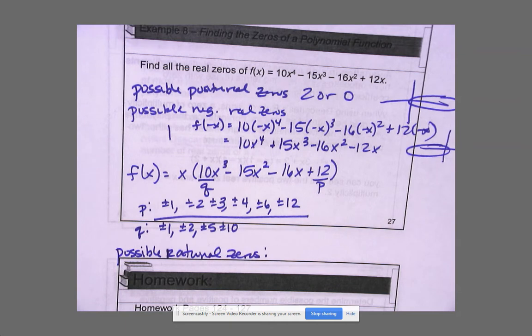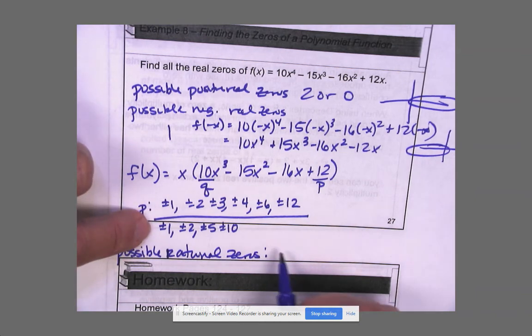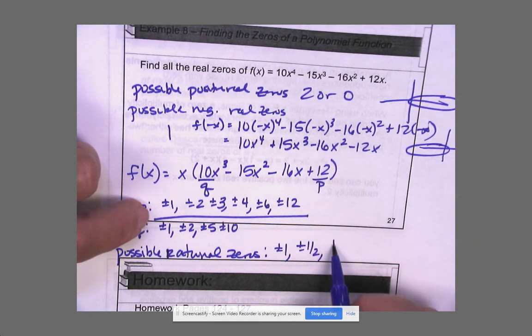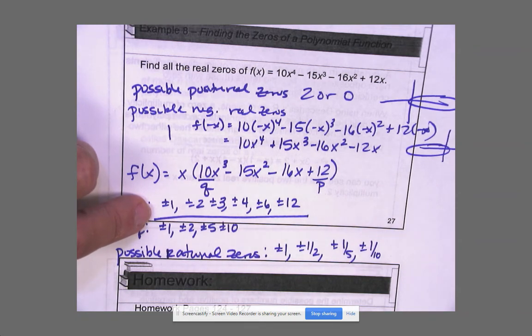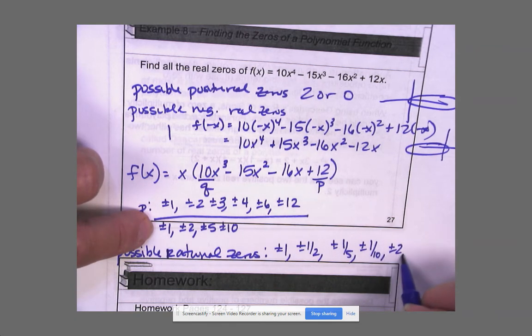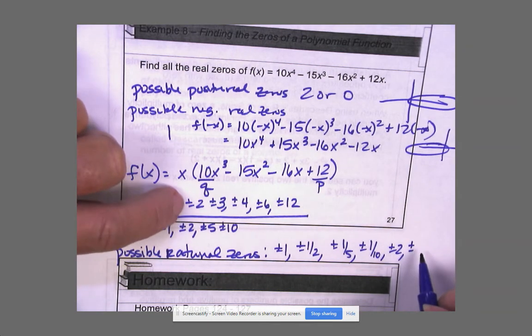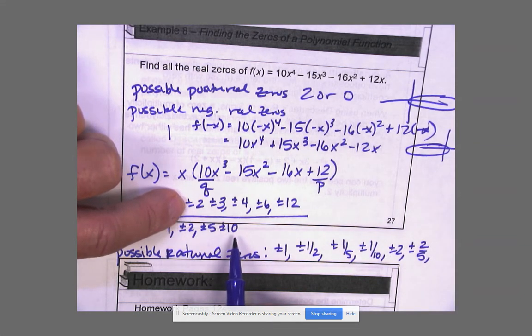Possible rational zeros. So what is every combination? So what are the possible rational zeros? 1 over 1 would give us 1. 1 over 2, 1/2. 1 over 5, 1/5. 1 over 10. Those are a lot of decimals close to each other. Then what's the other combination? 2 over 1. 2 over 2, we already have it. Plus or minus 2/5. Plus or minus 2/10. What's 2/10? 1/5. We already have it, so we don't need to write it.